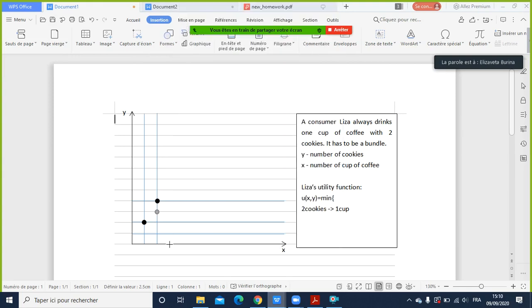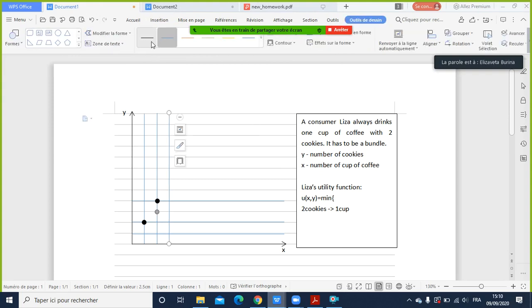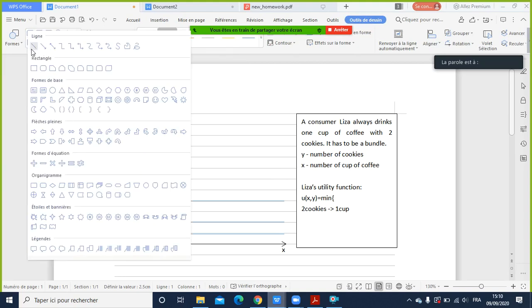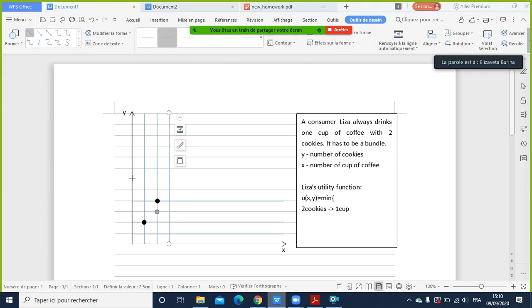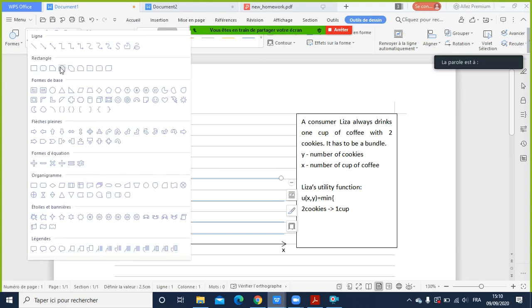Okay, cool. So let's say that now we want to consume 3 cups of coffee. We have to ask for 4 or for 6 cookies, right? Here. Okay, perfect. So now we're here. Great.